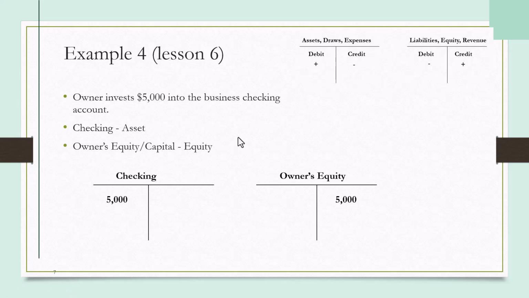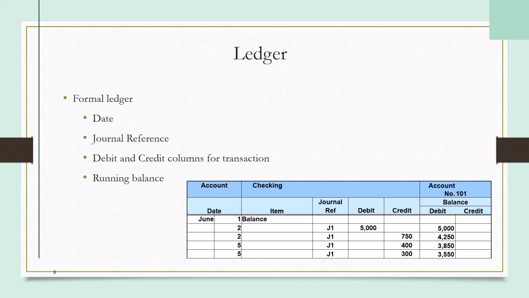In this video, instead of doing the T accounts, I wanted to show you how it would look in a more formal looking ledger. A formal ledger will have a little more information than the T accounts. It would have the date of each transaction. If there was a beginning balance, that would be in here. In this case, there's a 0 beginning balance on this line. It has a journal reference. Journal reference is just J for journal, and then the page number from the journal. And then it would have a debit and credit column for the transaction itself, and then a running balance.